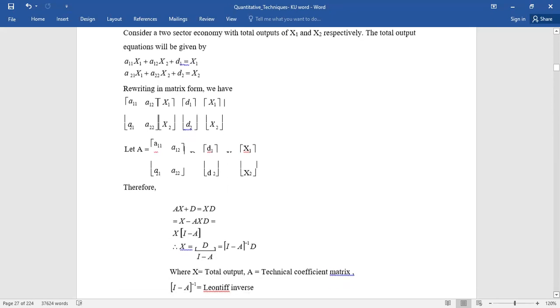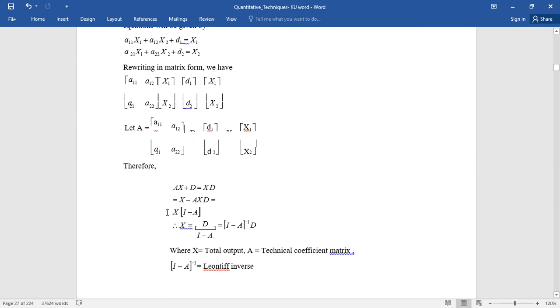It's like we are saying AX plus D is equal to X, right? If that is the case, if I take AX to the other side, I want to make X, the coefficient that we are looking for, the subject of the formula, right? So what you are trying to do is derive this. D is equal to X into I minus A.